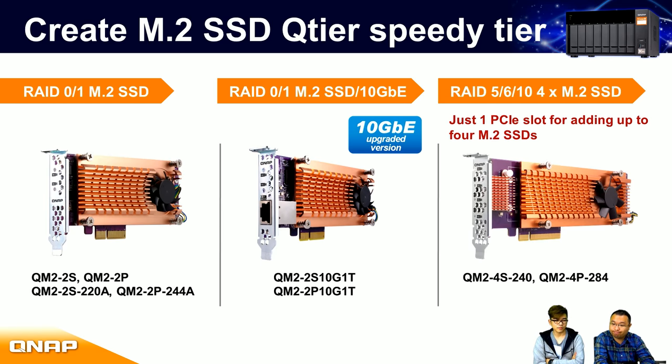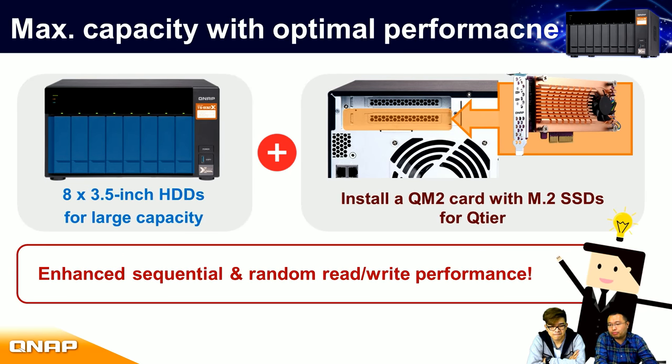And we can do so much more. The best scenario to deploy this is that you reserve all 8 drive bays for your large-capacity 3.5 inch hard drives, so you can store a lot of data with those 8 drives. Then with the PCIe slot, you can just install a QM2 card together with M.2 SSDs to really speed up data access performance, and then just enable our Qtier support. With that, it can accelerate the sequential and random read and write performance with the hard drives plus the M.2 SSDs in Qtier.